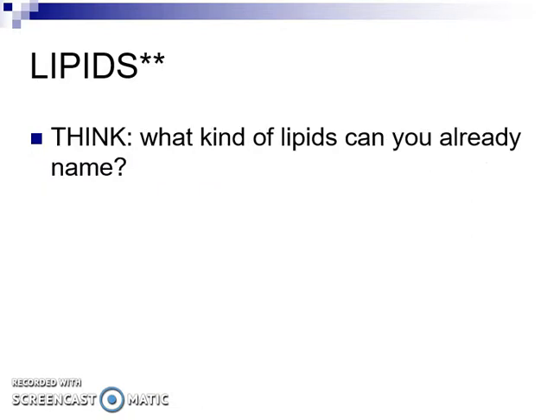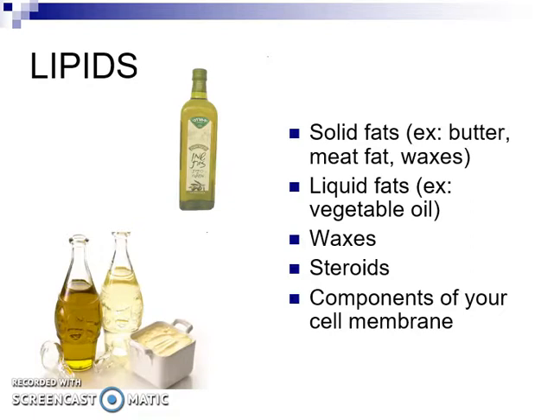Think of some lipids that you may have interacted with a couple times, and hopefully you came up with solid fats such as butter, meat fat, like if you ever had a steak and you see the trimmings of fat on the side, or waxes. We use waxes for candles. You have liquid fats such as vegetable oil, olive oil, canola oil, and then you also have steroids as a different type of lipid. And components of your cell membrane are made of lipids, or they need lipids, specifically cholesterol, and technically the real name of a cell membrane is the phospholipid bilayer.